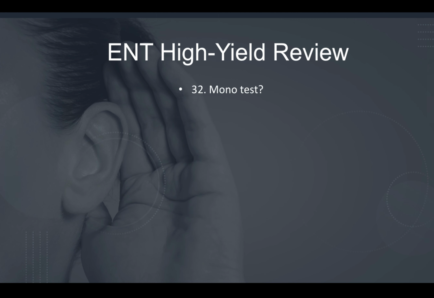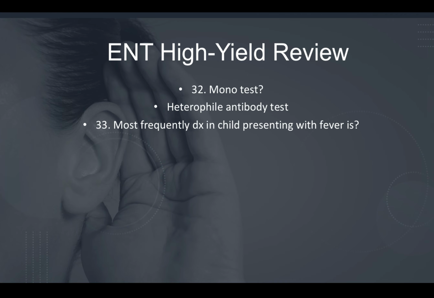What is the test of choice for mono? And that would be heterophil antibody test. Heterophil antibody test for mono.